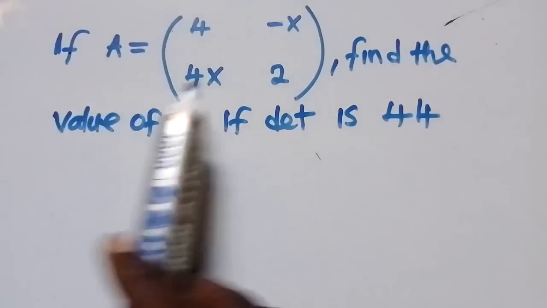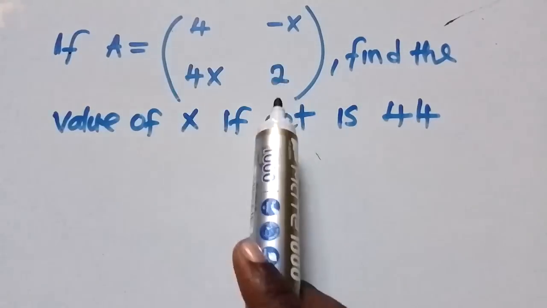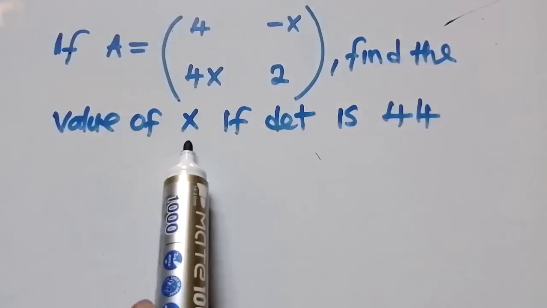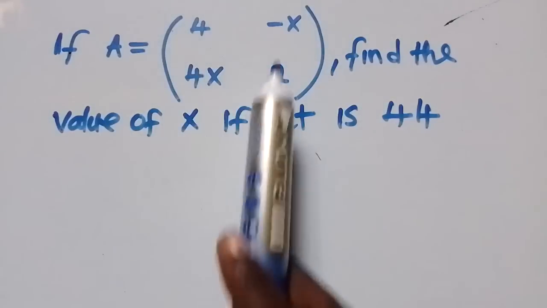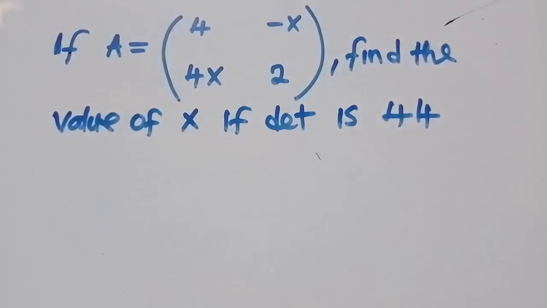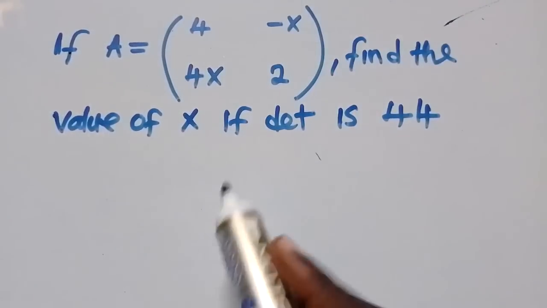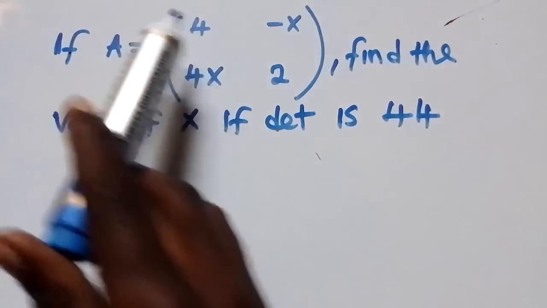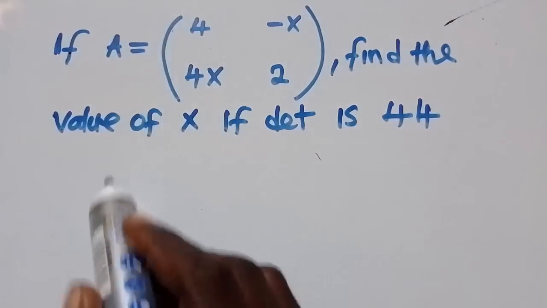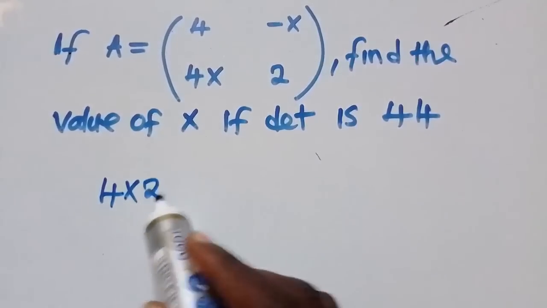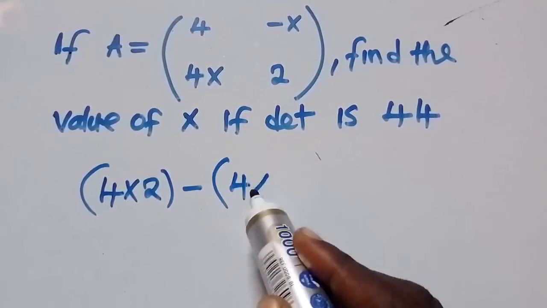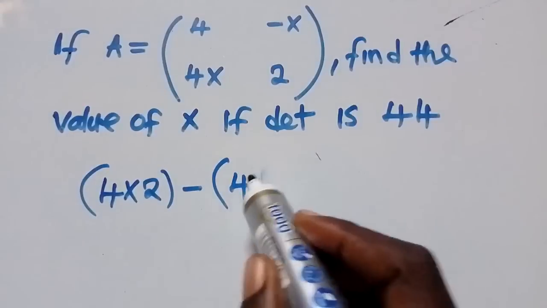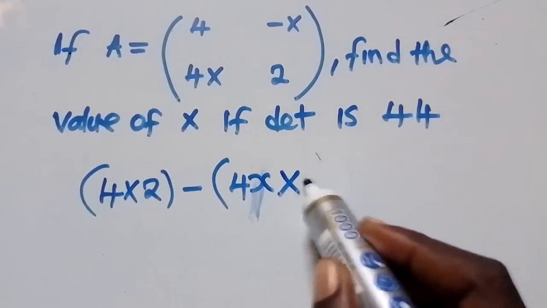If A is equal to 4x negative x, 2, find the value of x if the determinant of that matrix is 44. How am I going to find the value of x? In the major diagonal, I've got 4 times 2. I just need to multiply. Then minus 4x, so 4x times negative x.